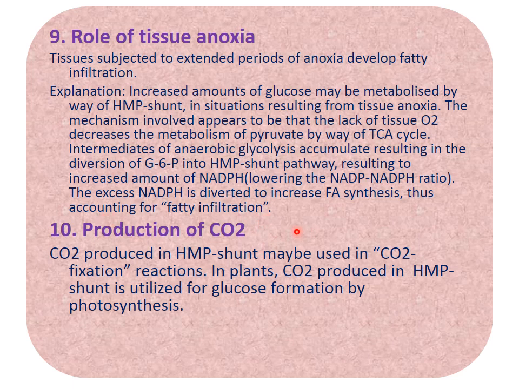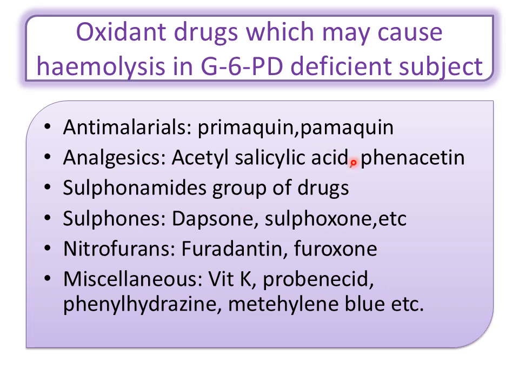Now production of CO2. We have seen that through oxidation and decarboxylation, CO2 is removed from this HMP shunt and it is utilized for glucose formation or photosynthesis. Now these are some drugs which are oxidant drugs.